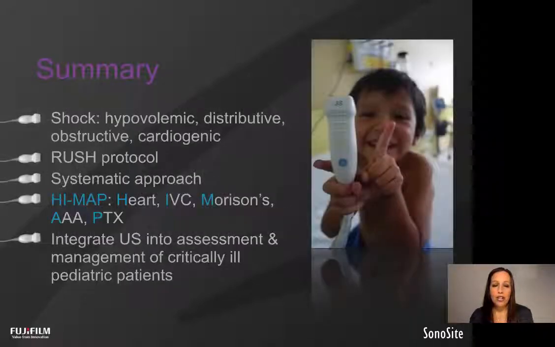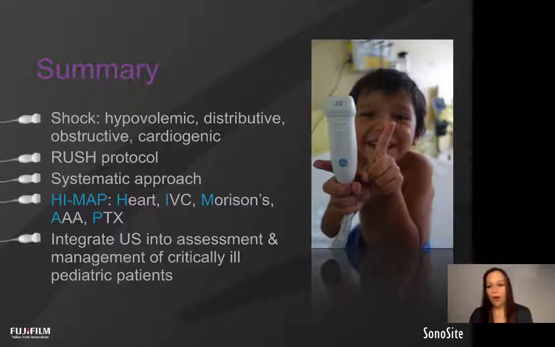So those were all good examples of how we can apply the RUSH protocol to pediatric patients, really tell the difference between hypovolemic, distributive, obstructive, and cardiogenic shock. It's just really important to maintain a systematic approach. HIMAP is a really good mnemonic to remember the different components: heart, IVC, Morrison's for the FAST exam, A if you're doing ultrasound on an adult patient for AAA, and finally P for pneumothorax.